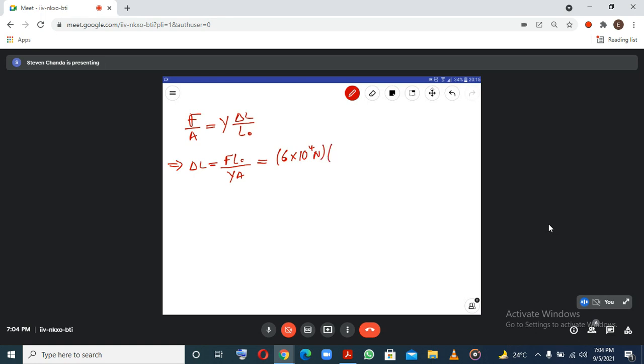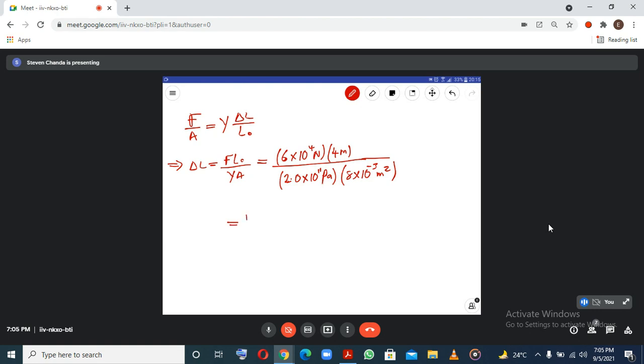Then the initial length, they told us this was 4 meters. Young's modulus, again, we're using Young's modulus for steel. Then we want to put in the cross-sectional area. So you just plug in those values and use the calculator.